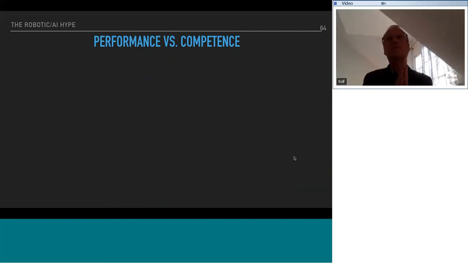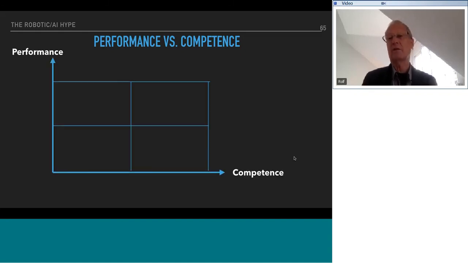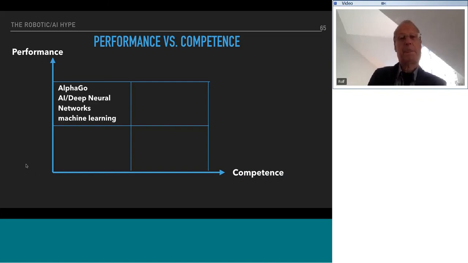Before I go on, I think it's extremely important that we understand the difference between performance and competence. Let's have a look at it. This is kind of the consultant's scheme, four squares. Here we have performance on the left, and here you have competence. Now we need to fill in the squares. In this square, I think we have AlphaGo or deep neural networks, machine learning: very, very high performance, but very little competence.